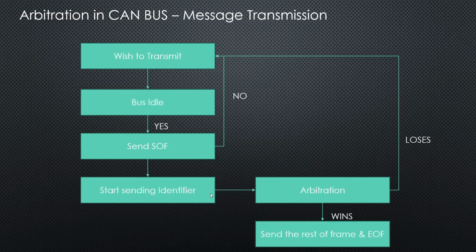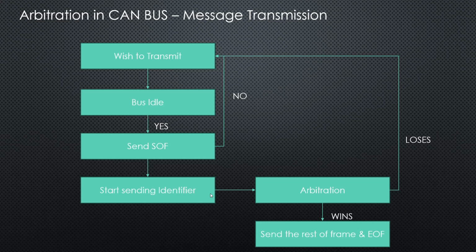Now, in terms of how arbitration works in CAN bus, why do we need arbitration in the first place? For example, three different ECUs or three different nodes want to send their respective PDUs at the same time, and you want to avoid the conflict for sure. So how do you prioritize between these three particular nodes? What can you do?